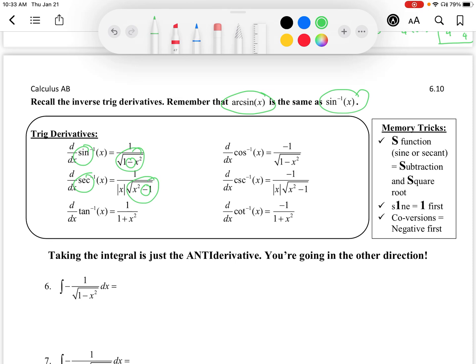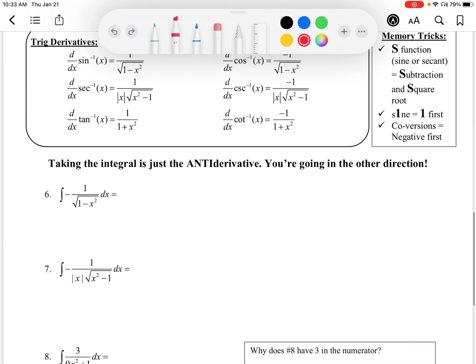And then the co-versions, it's always basically the negative of what you're starting with. So another thing that could help you remember this, it's not written there, but our secant has the absolute value and our tangent doesn't have anything with it. It doesn't have a square root or an absolute value. And then all of your co-functions, cosine, cosecant, cotangent, are basically just the negative versions of the exact same thing. So really you only need to memorize 3, and then the other 3 are just the negative version of it.